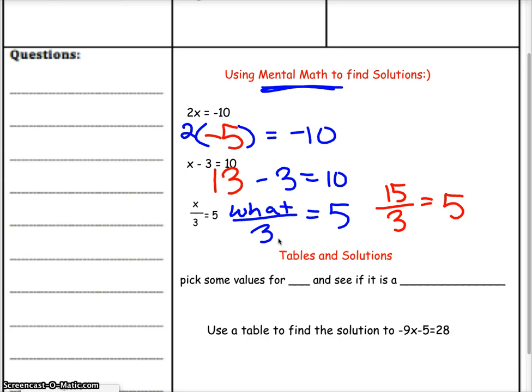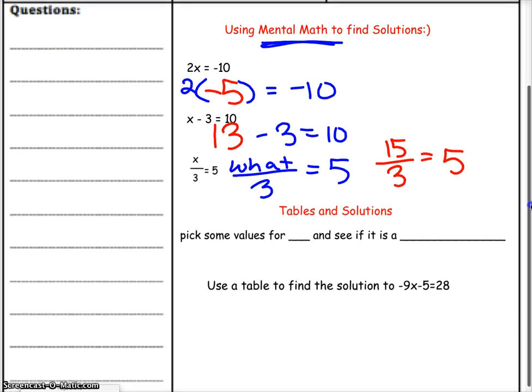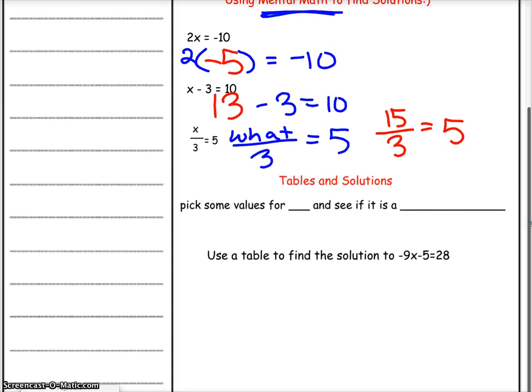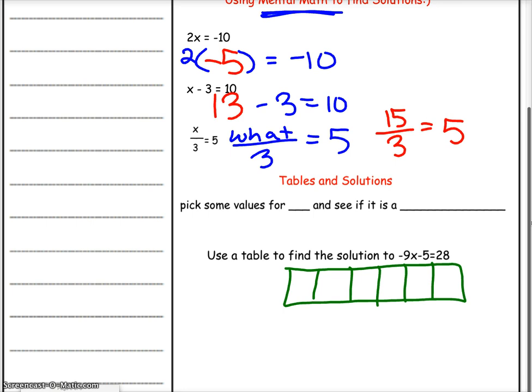So you're going to have some sections today where you have to solve using mental math, and that's how you do it. Tables and solutions, I think it's a waste of time to create a big table when you can just most of the time do it in your head. So if they say a table or solution, go ahead and skip any table and solution words. Okay?